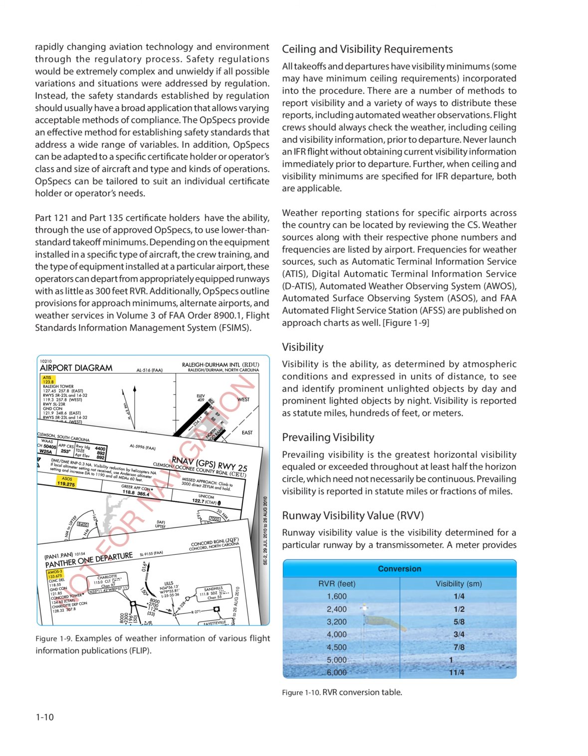Prevailing visibility. Prevailing visibility is the greatest horizontal visibility equaled or exceeded throughout at least half the horizon circle, which need not necessarily be continuous. Prevailing visibility is reported in statute miles or fractions of miles.